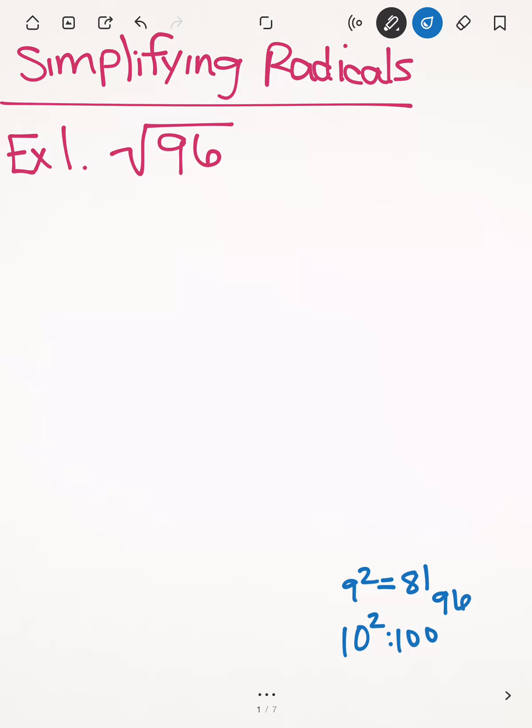So what we do is we take each of our perfect squares and we divide 96 by them to see if we get a simplified number. If we divide 96 by 100, it does not work, so we mark it off. We divide 96 by 81, it doesn't work. So we just keep working our way down. We get 8 squared, which is 64. 96 divided by 64 does not work.